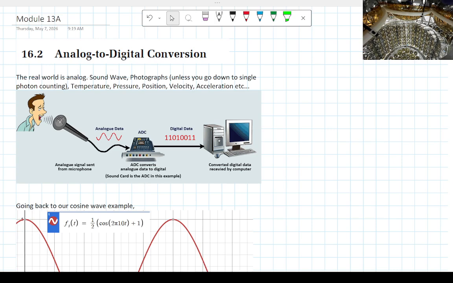In fact, all the physics values that you use to learn, position, velocity, acceleration, those are all analog values. So somehow we have to convert that into binary or digital data, so that the computer can record it. Previously we taught you how to convert it out of the computer. Now we're going to try to do this conversion into the computer.